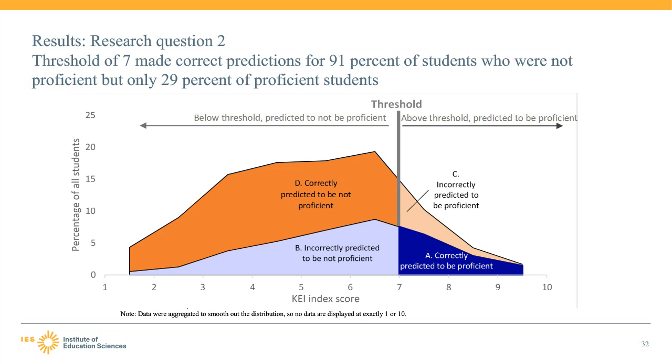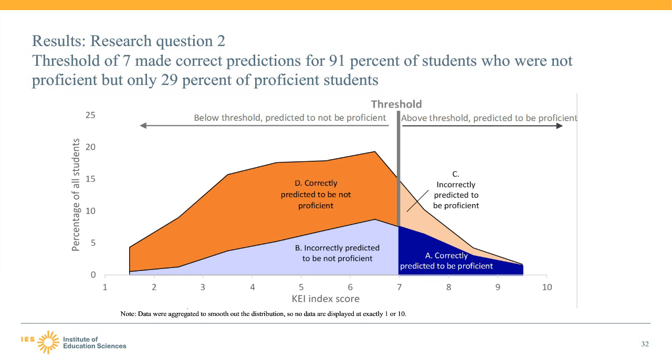This graph shows what happens if you increase the threshold to 7, which correctly identifies at least 91% of not proficient students. If you shift the threshold right, it increases the percentage of not proficient students who you correctly identify, so that large orange region expands. But this also decreases the percentage of proficient students, which means that you have a smaller dark purple area. In fact, this threshold only correctly identifies 29% of proficient students.